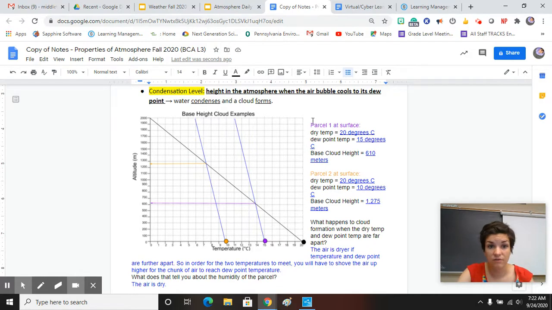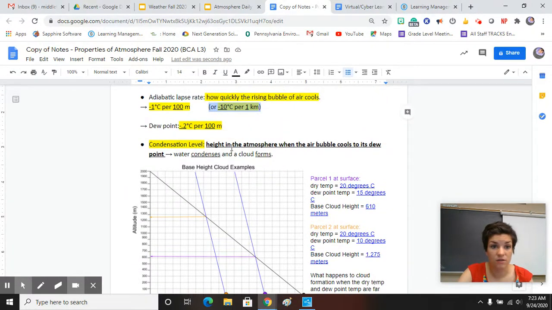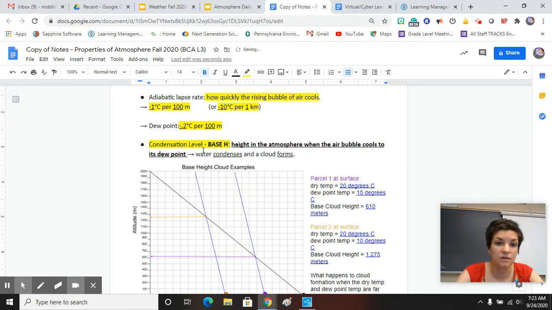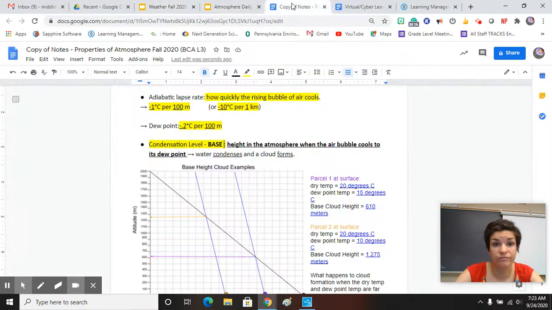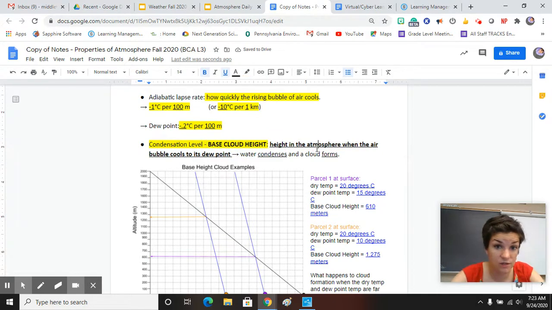And that's something I really want to point out: the condensation level. We're going to use the terminology base cloud height. Let me put this in bold. You're going to see this terminology more often. Okay, so make sure you add that into your notes.